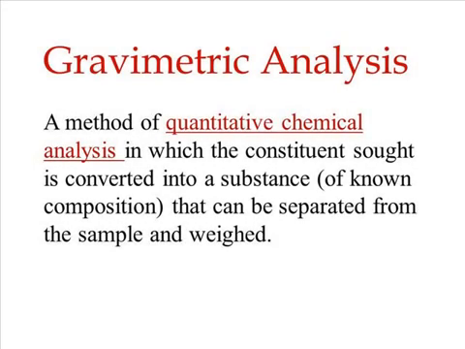Gravimetric analysis is a method of quantitative chemical analysis, quantitative meaning measurements, usually of mass, in which the constituent sought is converted into a substance of known composition. As I go through this example, you'll see that we are looking for a component within an unknown that we then convert to a known composition. We then separate and weigh that substance.